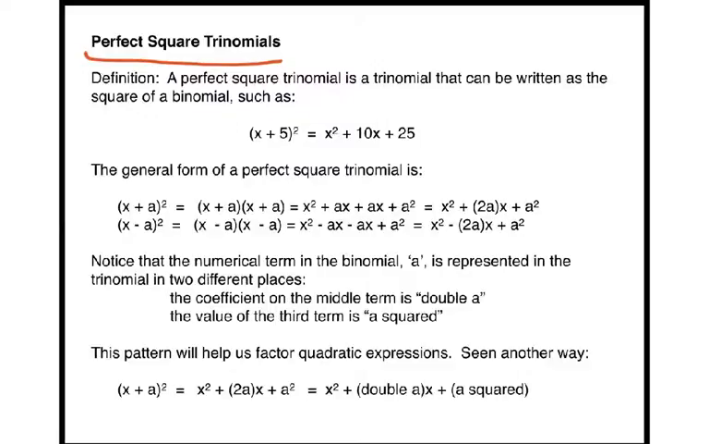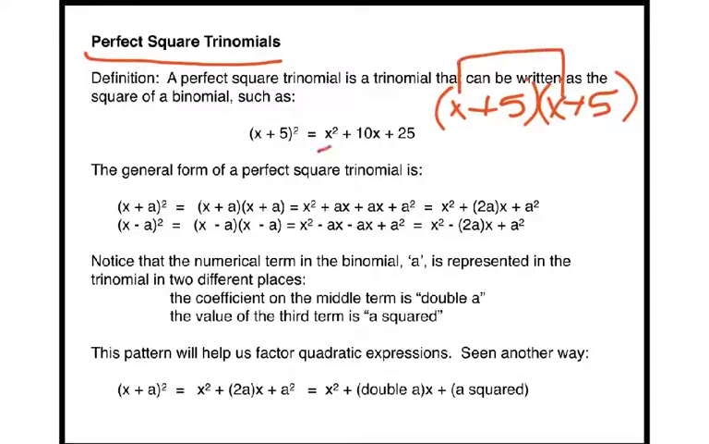Stop the video right now and verify that x plus 5 times x plus 5 really does FOIL to equal x squared plus 10x plus 25. You'll do FOIL first. X times x is x squared. Outer, x times 5 is 5x. Inner, 5 times x is 5x. That's 5x plus 5x equals 10x. And last, 5 times 5 is 25. So it really does work.